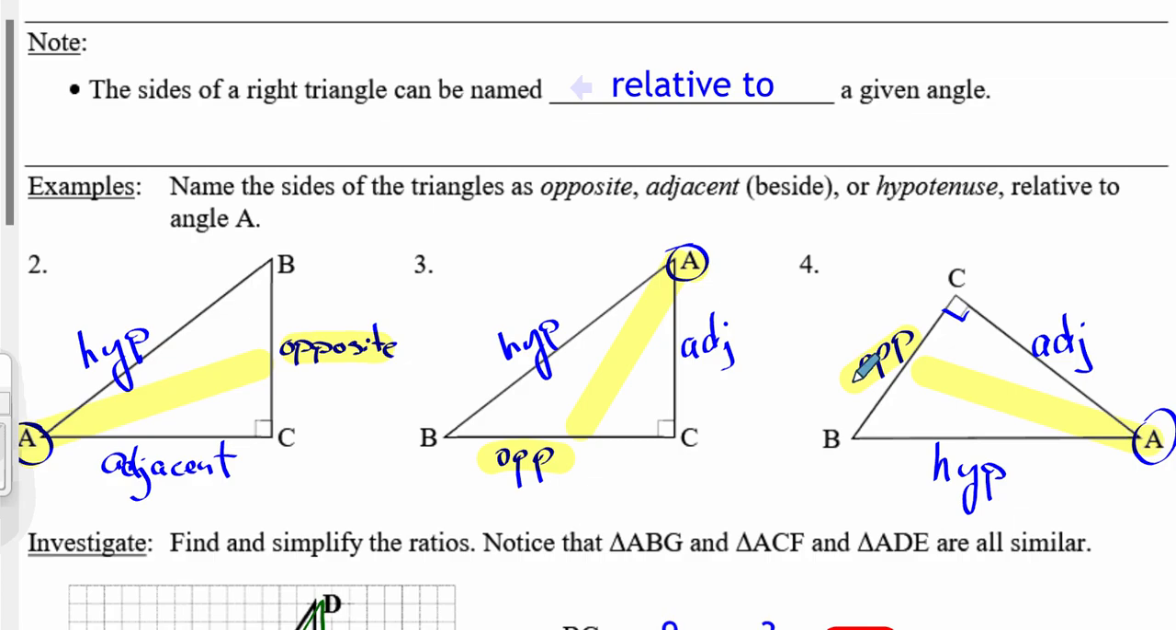Hypotenuse, also pretty easy to recognize. That's not named relative to the angle A. That's going to be named relative to the right angle. I'll get them later. Keep your attention over here. So hypotenuse, opposite the right angle. And then the third side is the one that's sometimes confusing. And so we'll just go with adjacent side, which means beside.